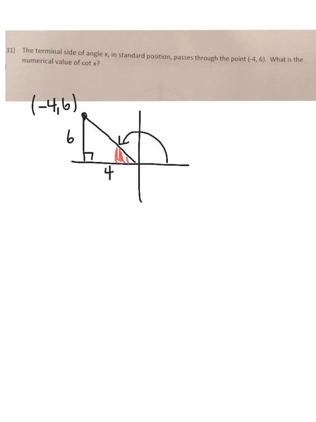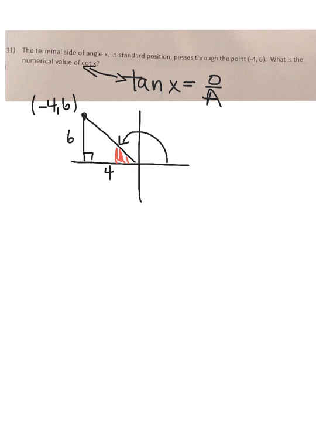What is the numerical value of the cotangent of x? All right, well, I know that cotangent is the reciprocal function of tangent, and I know that tangent is the opposite over the adjacent. If I look over at my triangle here, here's my reference angle, here's my opposite, and there's my adjacent. So I don't need to find that hypotenuse at all.